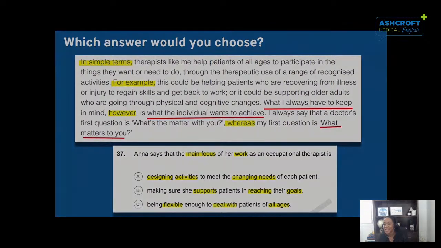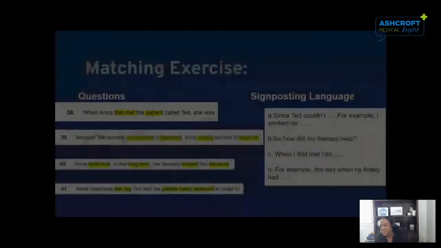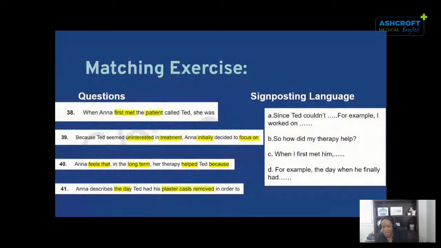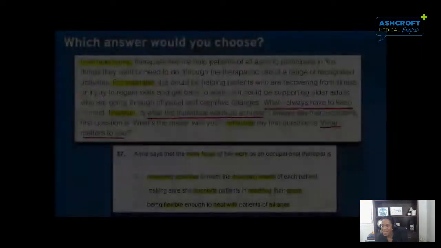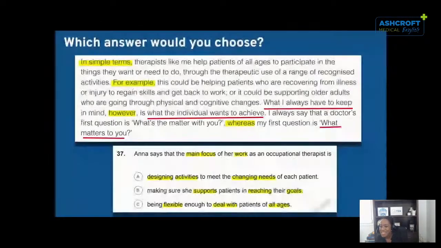Okay. Oh, so sorry guys, I've moved on too quickly. So what you can see here is that actually the answer that relates best is B, okay? So it's really about making sure she supports patients in reaching their goals.